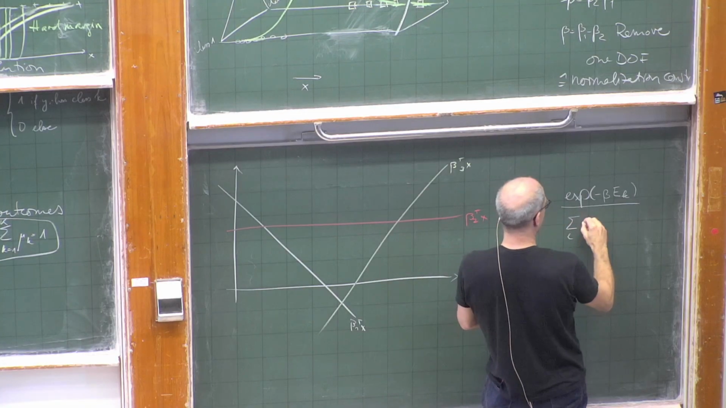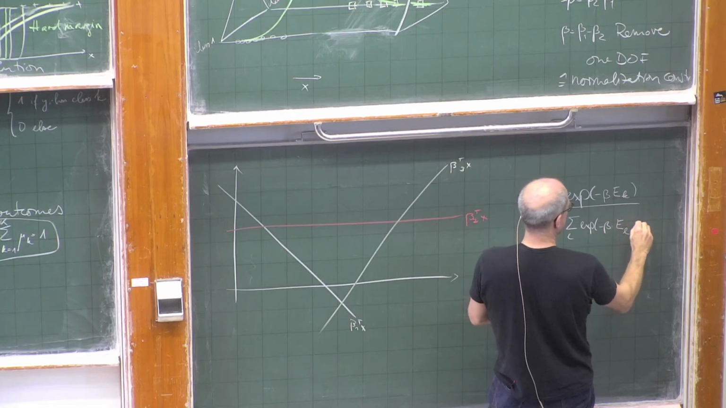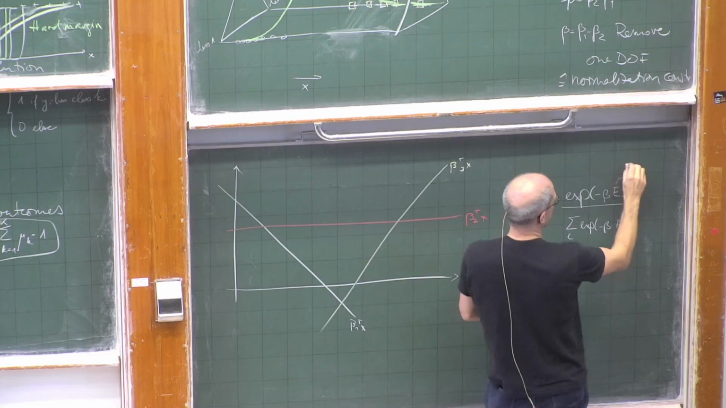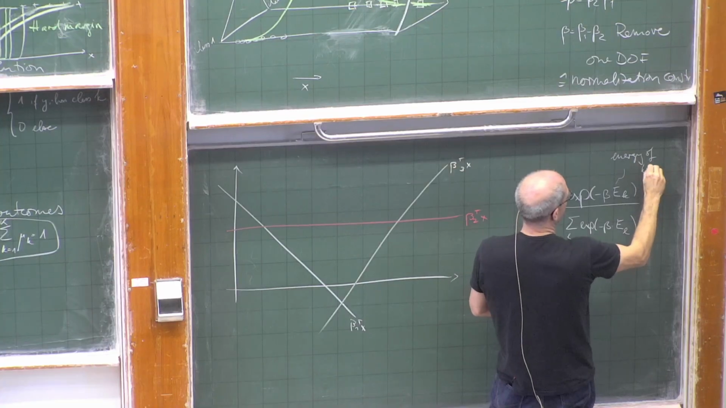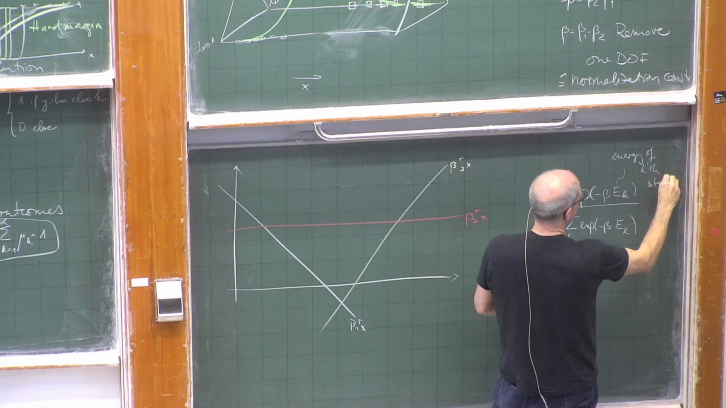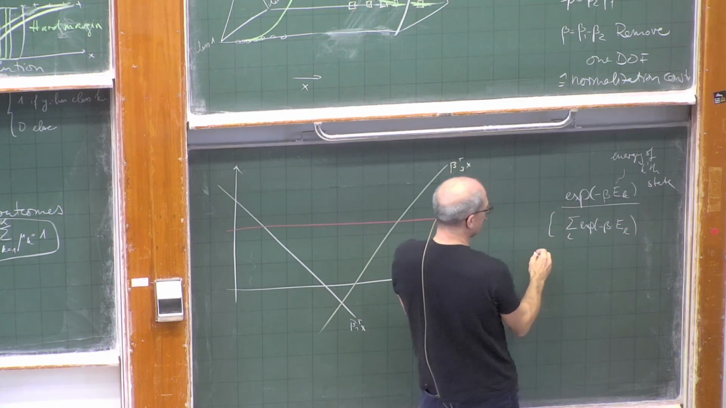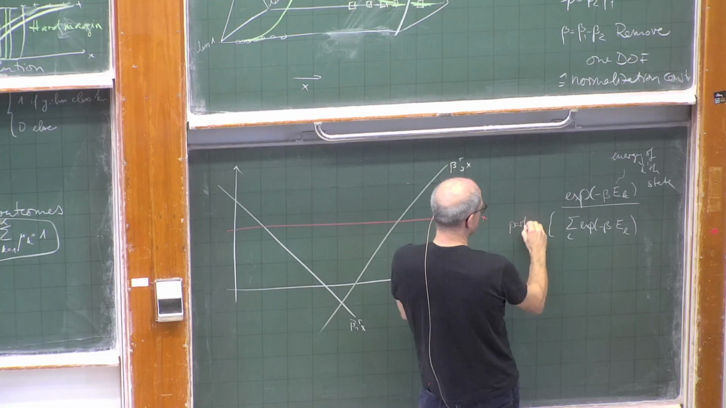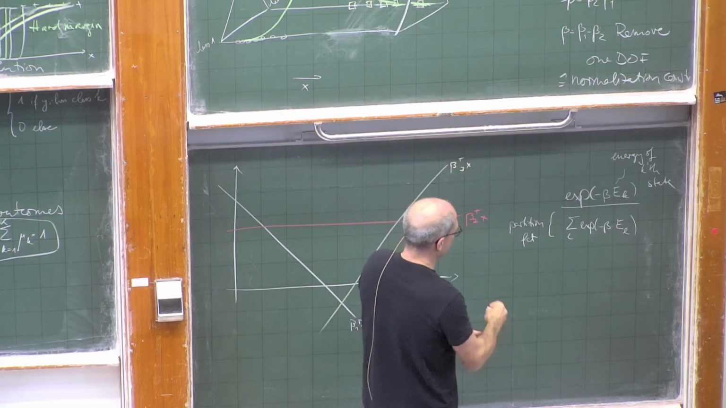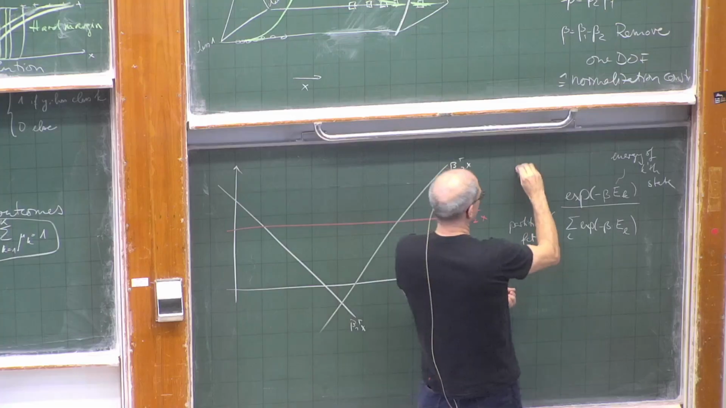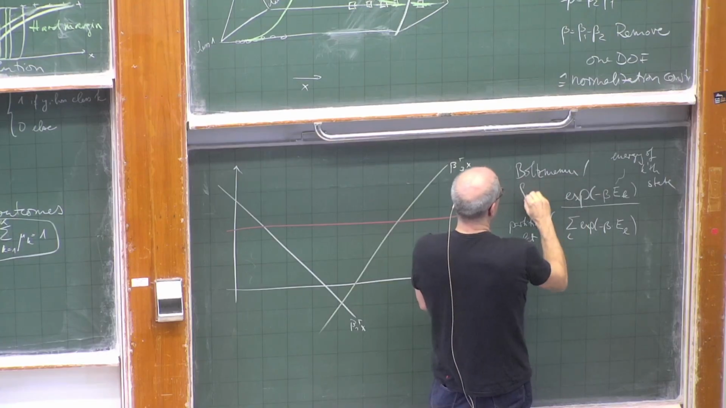So this now goes over all states. This would be the energy of the kth state. These are the energies of all the other states. The denominator you know as the partition function. And what we get out here altogether is the Boltzmann or the Gibbs distribution.